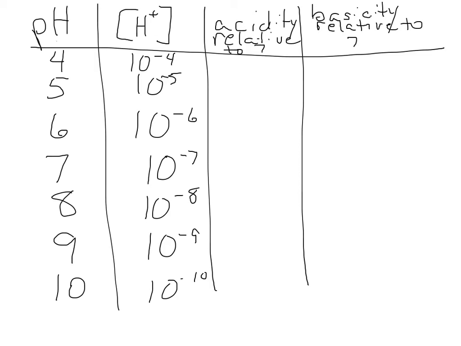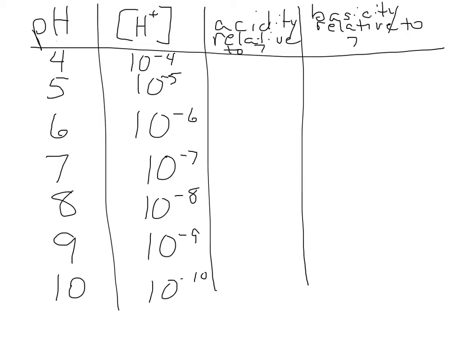Relative acidity is talking about how acidic something is compared to something else. In this table, we're going to be comparing everything to a pH of 7. Since it's the H+ ion that makes something acidic, we're going to look at the concentration of the H+ ion to determine how acidic or basic something is compared to a pH of 7.